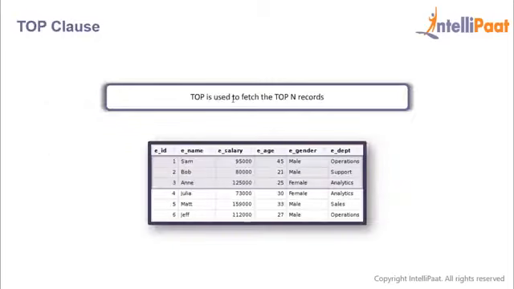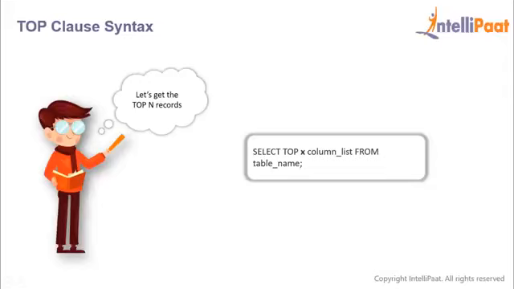Now let's look at the top clause. The top clause is used to fetch the top n records from a table. So top clause is useful on large tables with thousands of records. And this is the syntax. We've got the select keyword first, then we type in top, and then the number of records we want to see in our result, followed by the column list. And then we use the from keyword and give the name of the table.